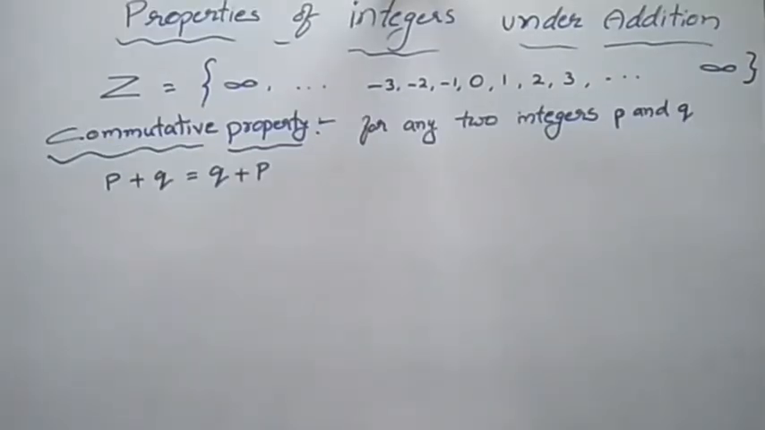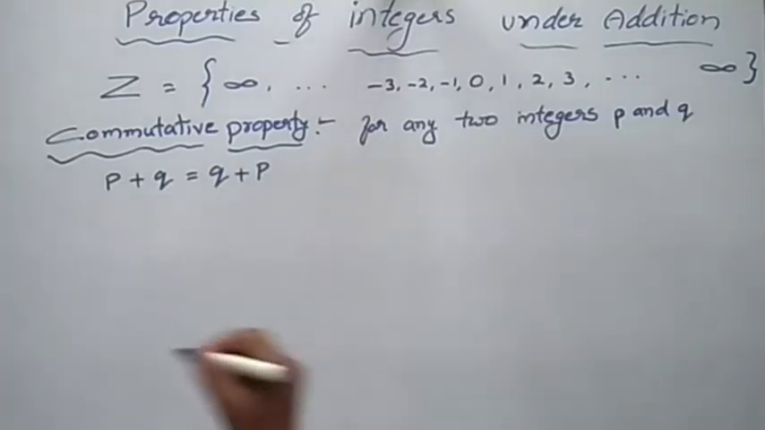The next property is the commutative property. Commutative property means for any two integers p and q, p plus q equals q plus p. Means in the LHS, p plus q is there, and in the RHS, q plus p is there. They are just changing the order.